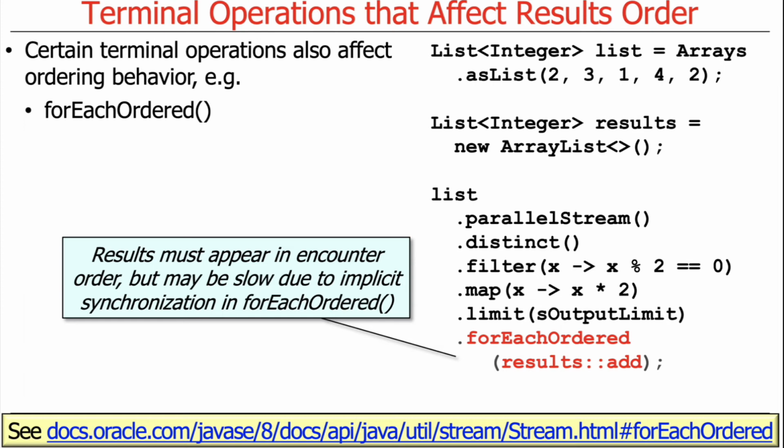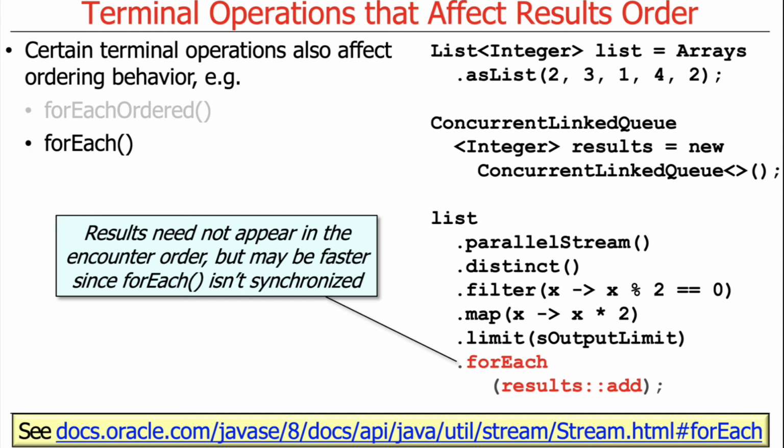So you typically don't want to use forEachOrdered unless you really, really, really care that the results come in encounter order. I would almost go as far as to say you should never use forEachOrdered. There's a handful of cases where it comes in handy, but you're almost always better off doing something else, like using collect or something instead.